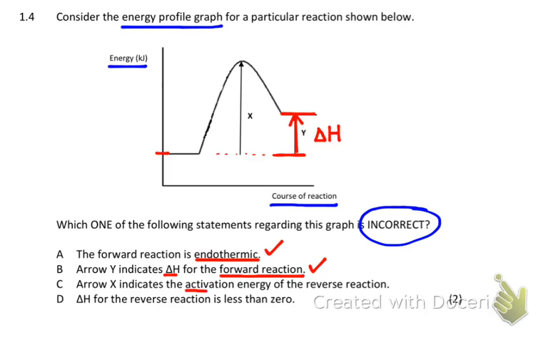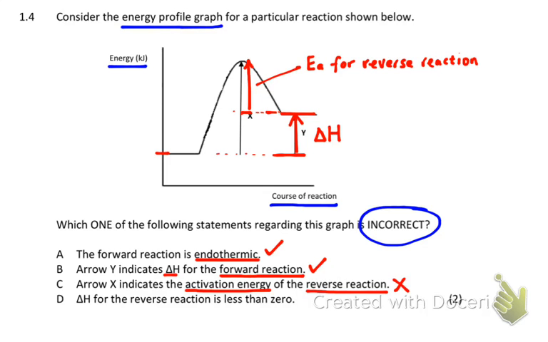C, arrow X indicates activation energy for the reverse. Remember, activation energy is from where you start. Remember, we're going in the reverse direction now, to where you finish. So that arrow I've drawn in red there is the correct activation energy for the reverse reaction. So that's Ea for the reverse reaction. What it means is that that statement C is incorrect, so that seems to be the one that we should choose. Let's just check D.